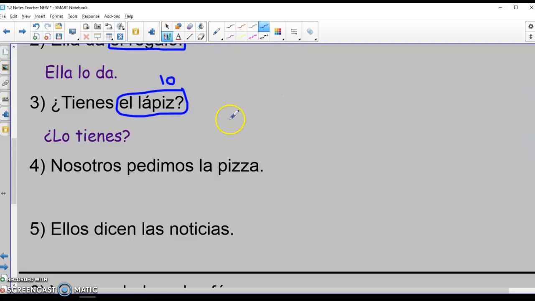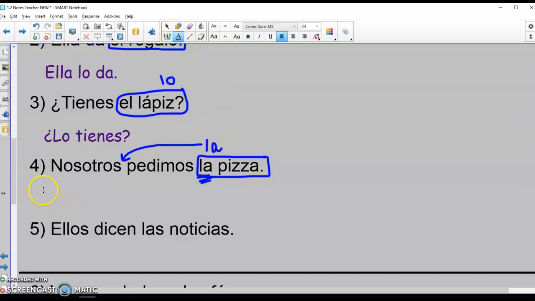Okay, número 4, nosotros pedimos la pizza. We order the pizza. We want to change that to say we order it. Okay, now a little bit different. I have la pizza. So instead of lo, I'm going to use la to replace la pizza, and it has to go before the conjugated verb, which is pedimos. So nosotros la pedimos. We order it.